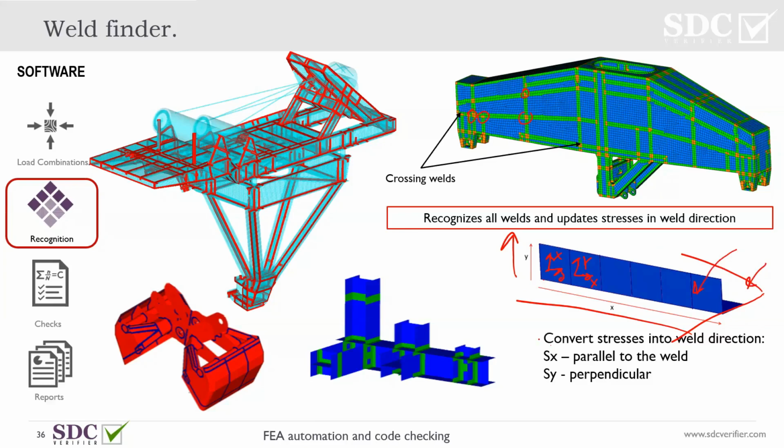However, if you have another plate welded perpendicularly to this part, you already have an intersection of two welds. And whatever direction you're looking at becomes perpendicular to the weld direction, depending on which side you're looking from. So basically, all these crossing welds are fairly important, and they are very often fatigue-prone areas.